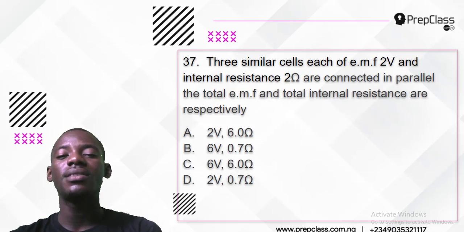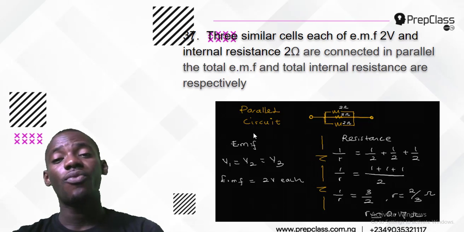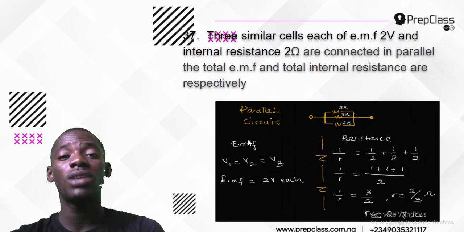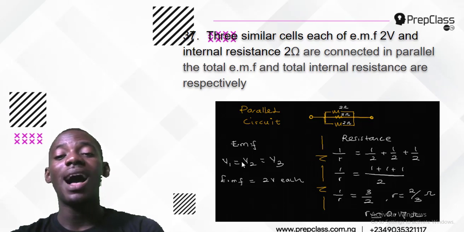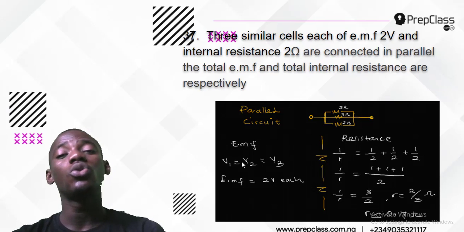Number 37 says 3 similar cells, each of EMF 2 volts and internal resistance 2 ohms, are connected in parallel. The total EMF and internal resistance are respectively what? The EMF, because they are in parallel, first of all, you must know that for any parallel connection, the voltage or the potential difference, or the EMF, is actually the same. For all parallel connection, you will not need to use the EMF formula.